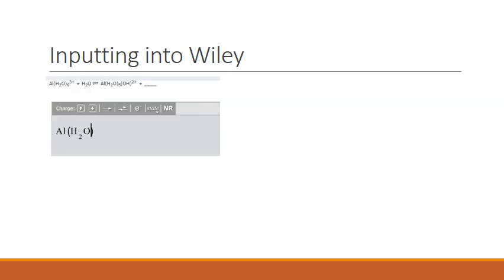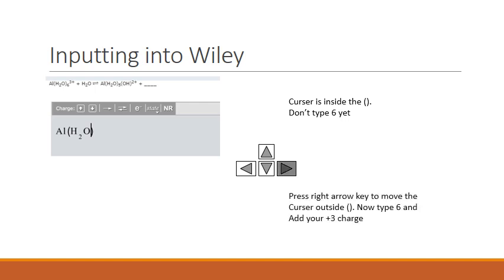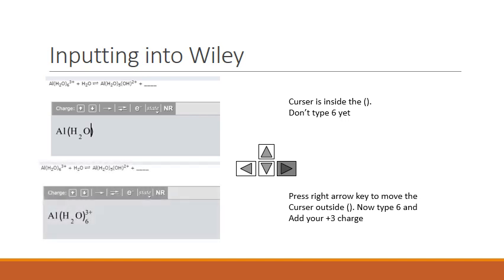Okay, we put in our aluminum, we put in our water. The cursor's inside the parentheses. Don't type your 6 yet. Press the right arrow key. That will move the cursor outside the parentheses. Now type your 6. Use your drop down to add your +3 charge.